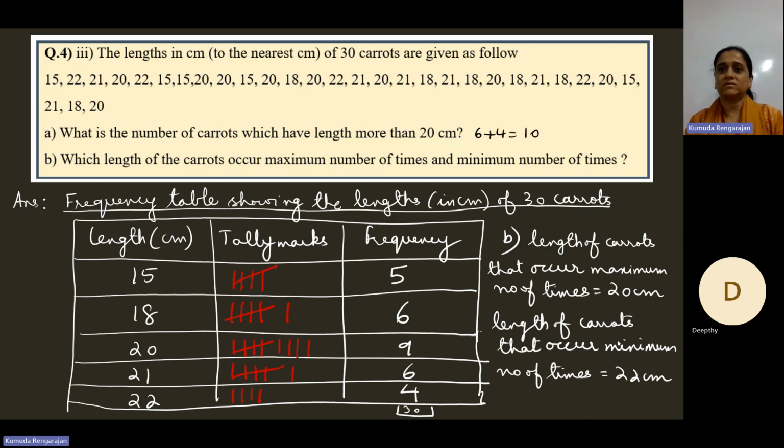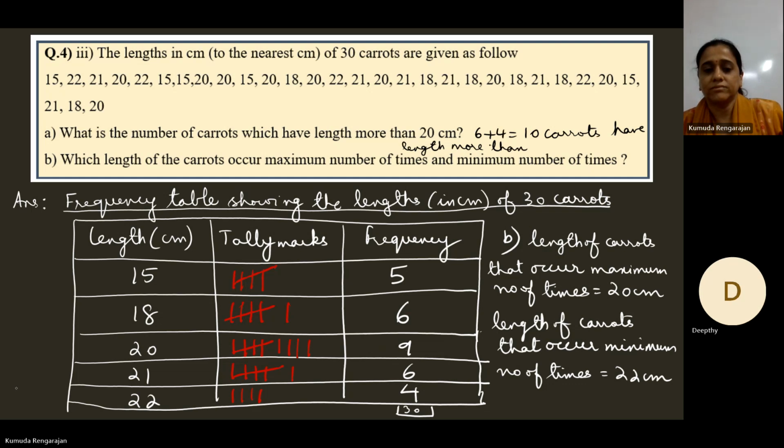A, B answers. A, what is the number of carrots which have length more than 20 centimeters? 10 carrots have length more than 20 centimeters. Answer for A is 10 carrots have length more than 20 centimeters. Have you written it as a statement? You must write it.